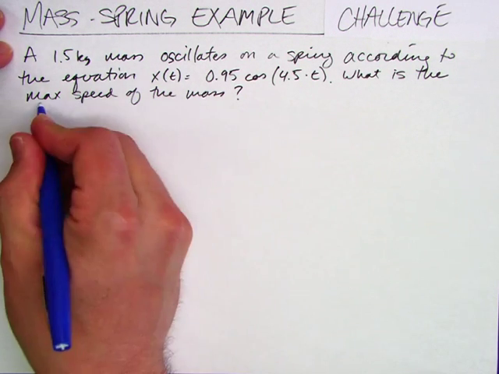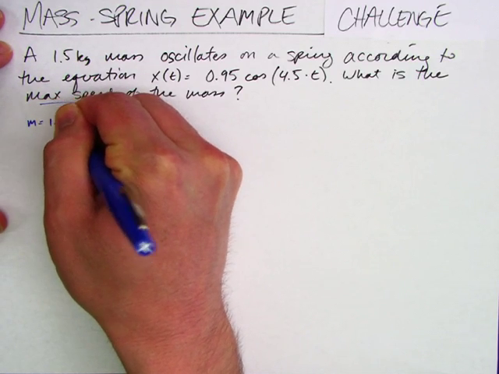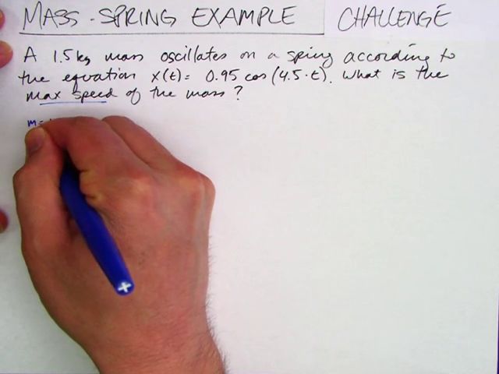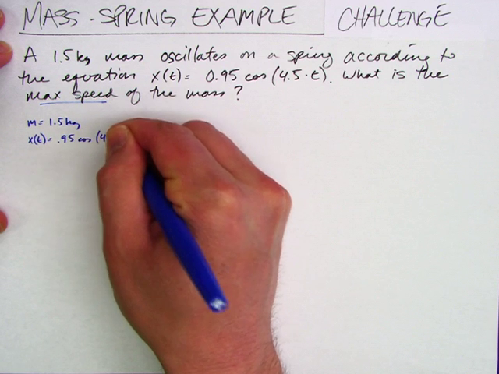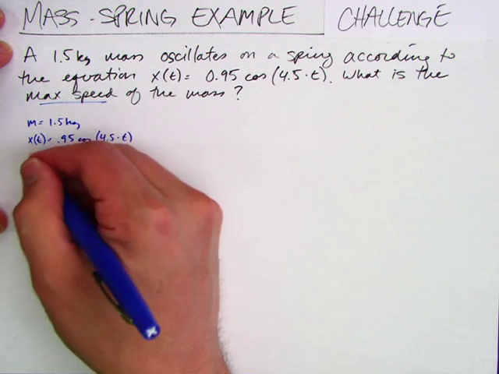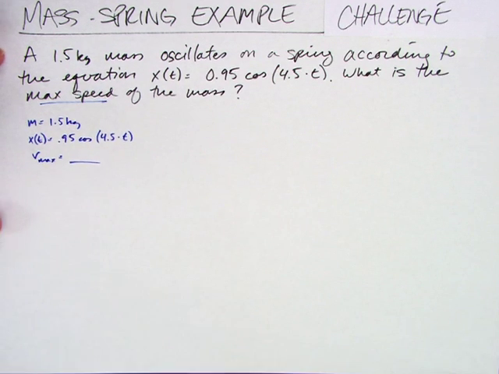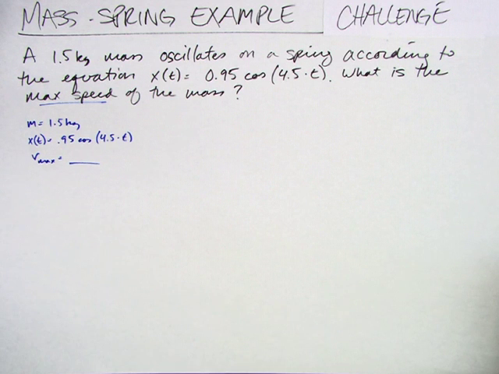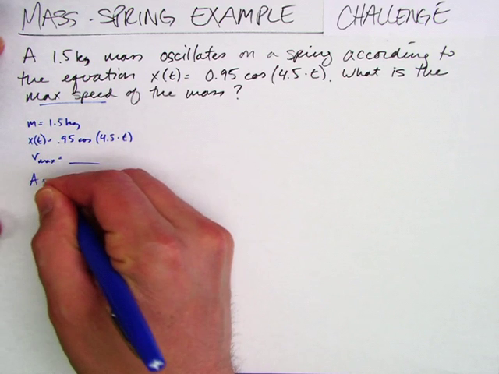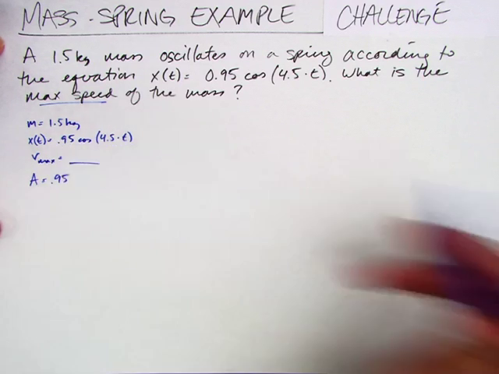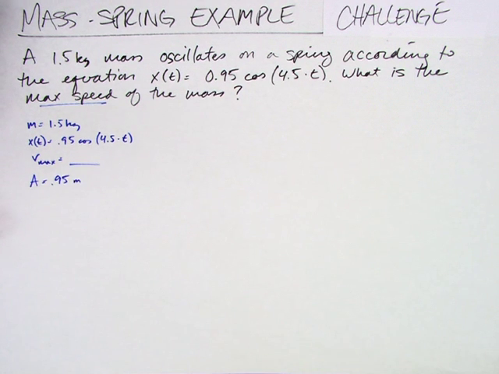To find max speed, let's just write down what we're given: 1.5 kilograms, x of t equals 0.95 cosine of 4.5t, and I'm going to find V max. Let me interpret my position as a function of time equation for an oscillator. What I know is my maximum amplitude is the coefficient outside my cosine function. So 0.95 meters will be my maximum amplitude.